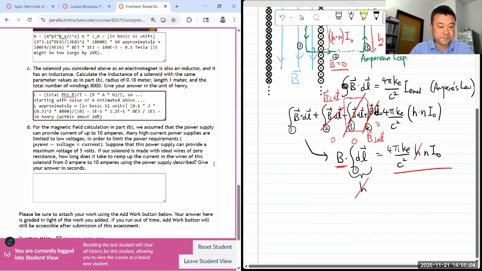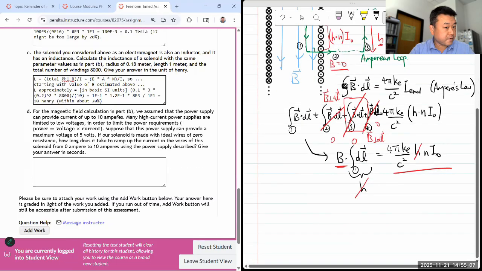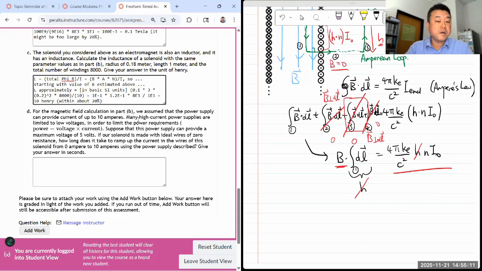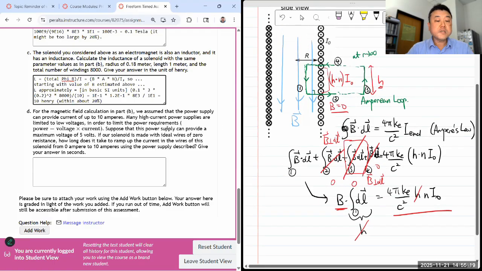Alright, that's the magnetic field calculation. Part B: we assume that the power supply can provide up to 10 amperes, many high-current supplies being limited to low voltages. Suppose that this power supply can provide a maximum voltage of 5 volts. If our solenoid is made with ideal wire, zero resistance, how much time does it take to ramp up the current?